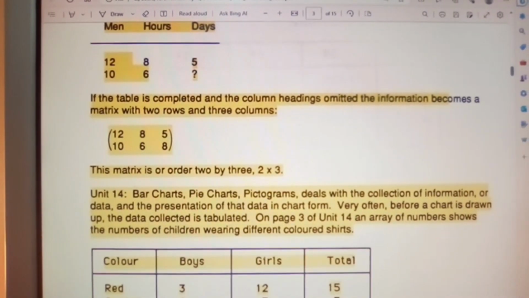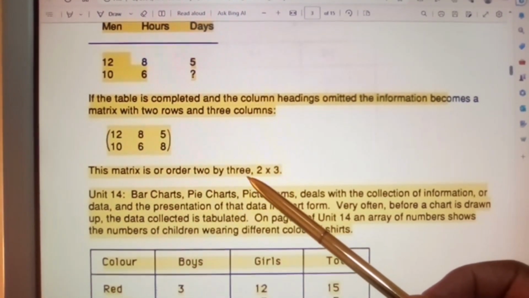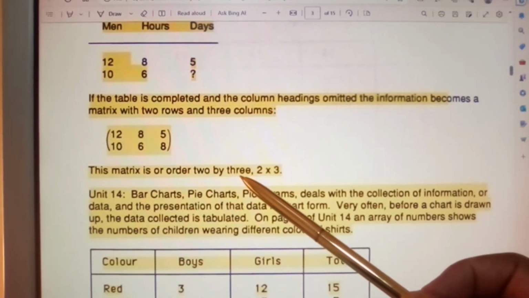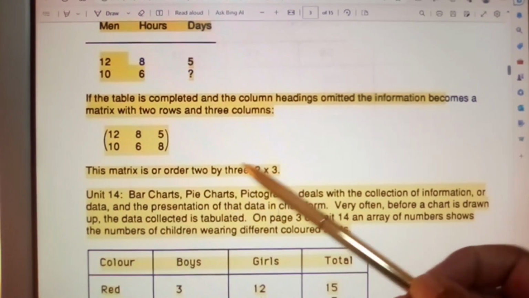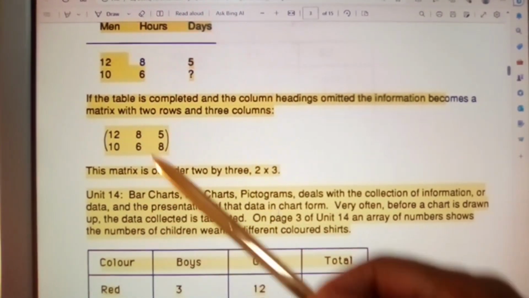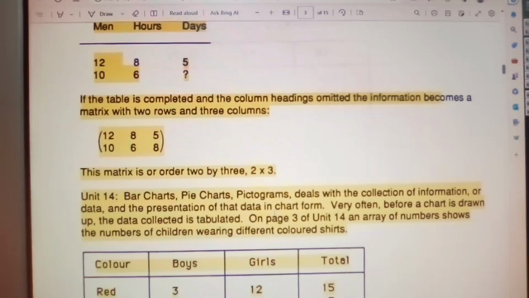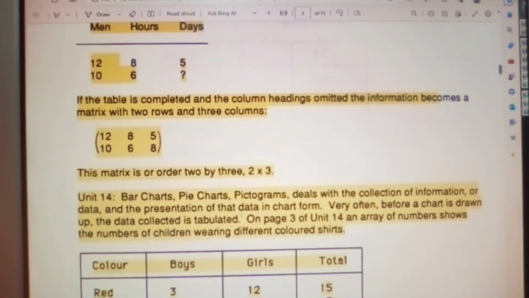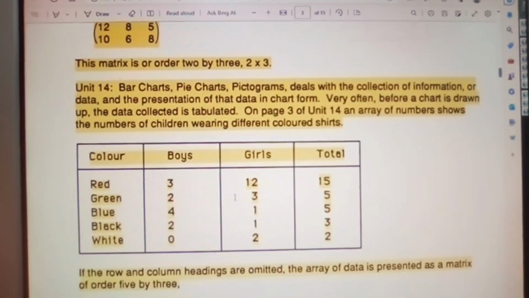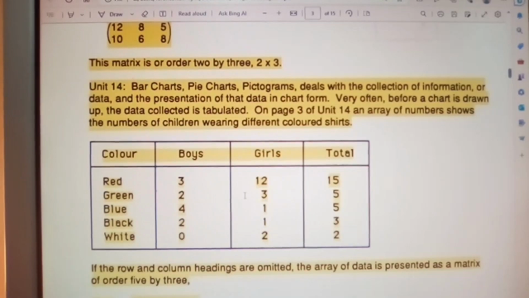Now, this matrix is of order 2 by 3: 2 rows, 3 columns. Again, we'll ignore this because it is not relevant to you. It's just telling you what we have done previously, which you have not done yourselves, but it's going to act purely as information only.